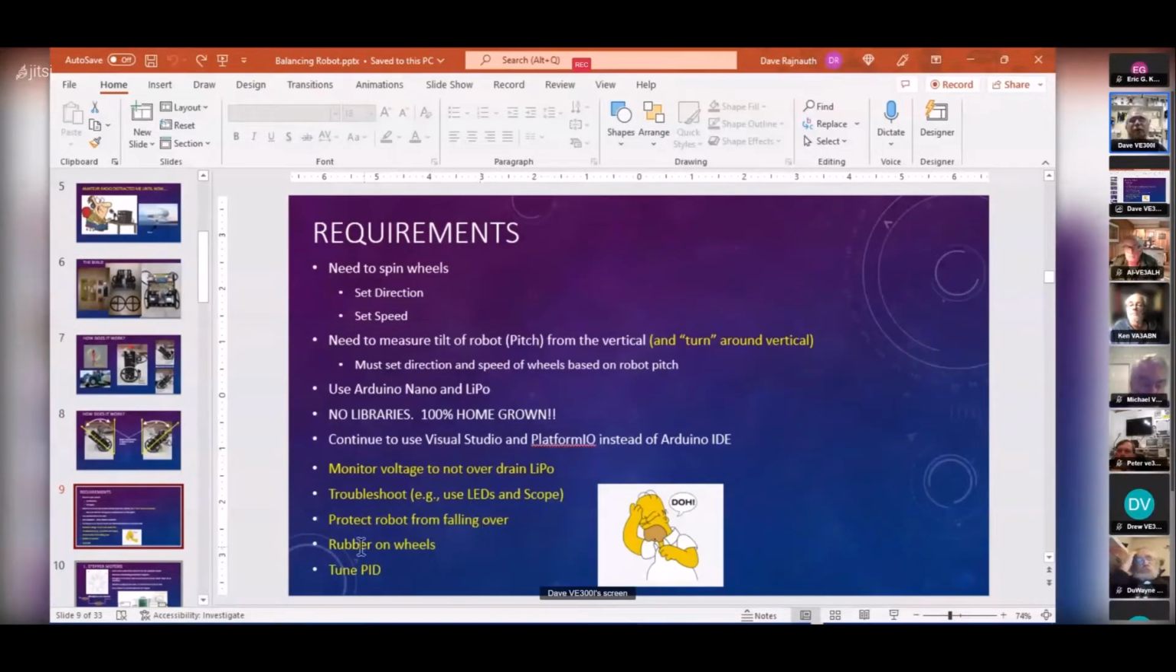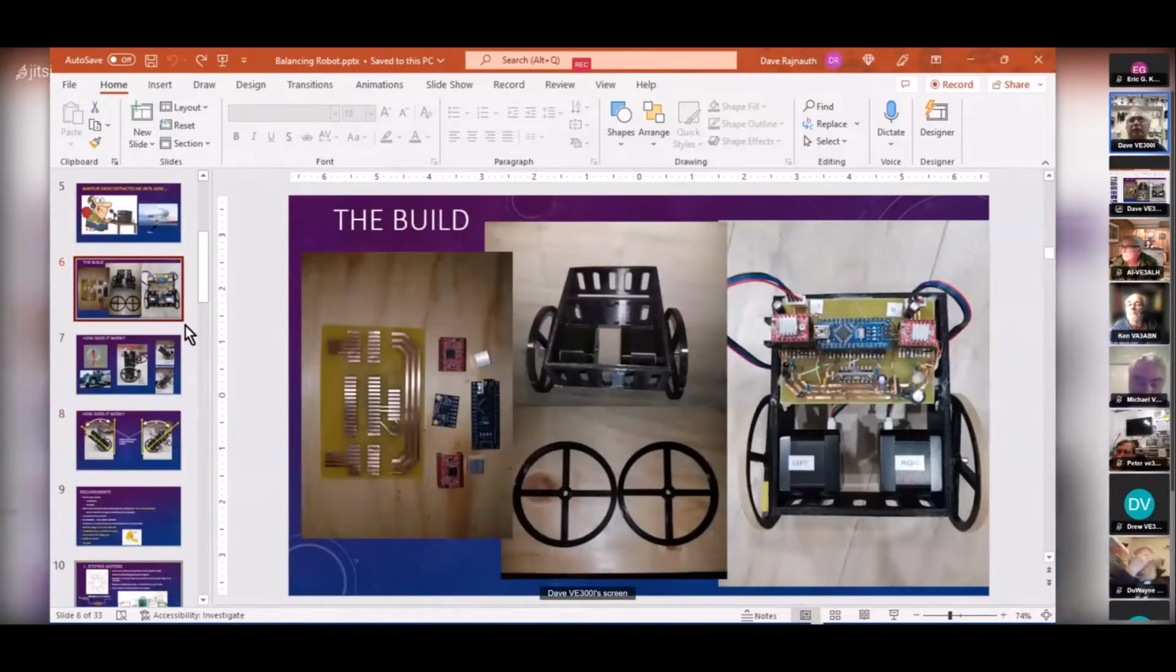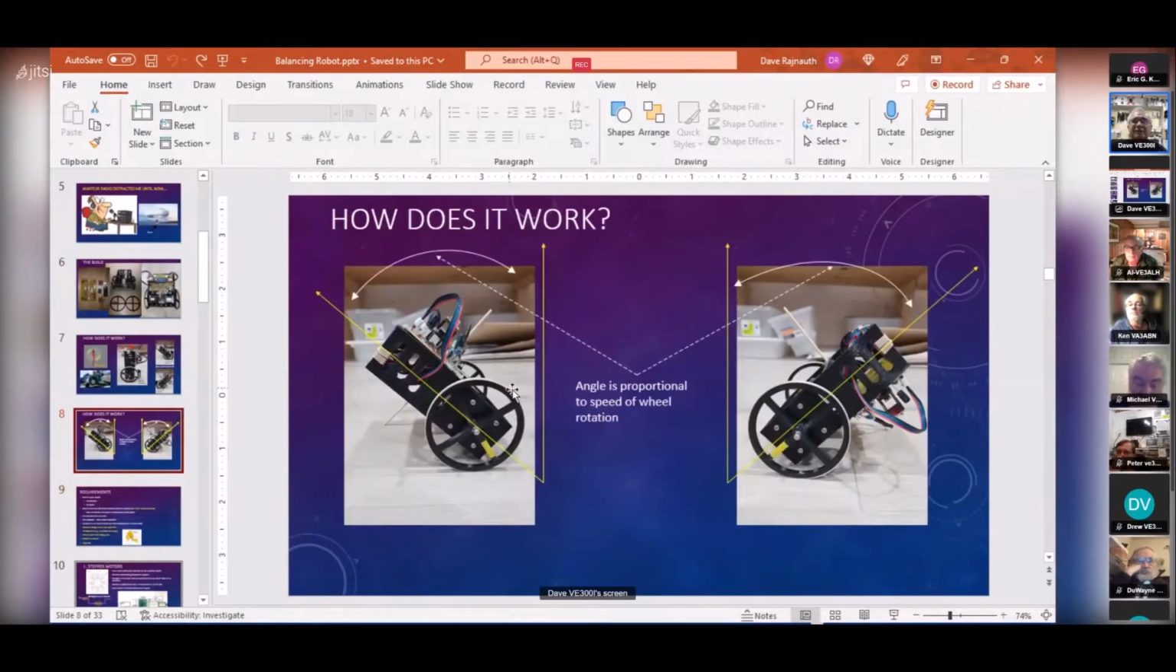The other thing was rubber on wheels. So you could see here, there's an elastic band on the wheels, but the original build had no elastic band. Those wheels on this floor would just spin. There was no traction whatsoever. So I had to go back and glue elastic bands on the wheels, and that became the tires.